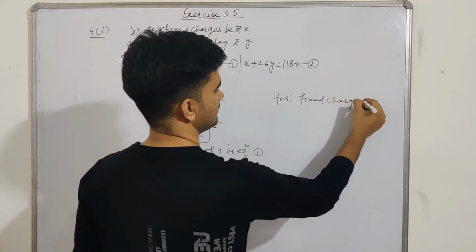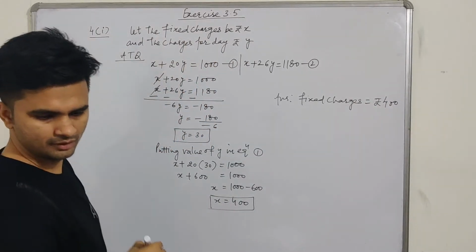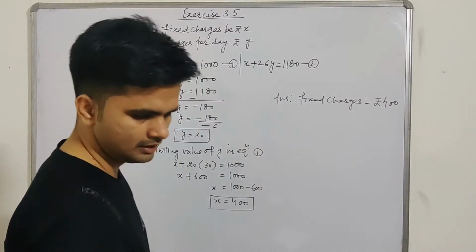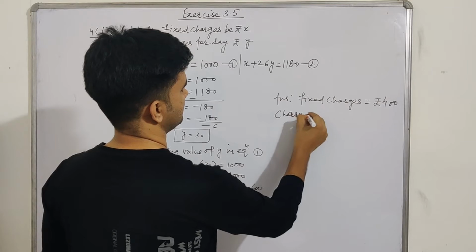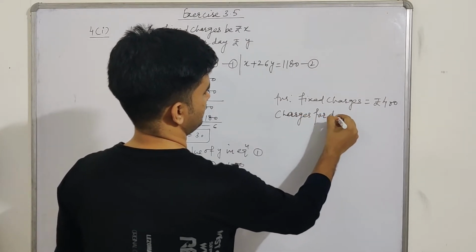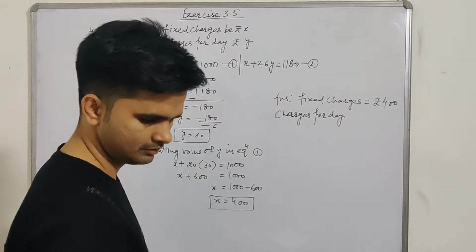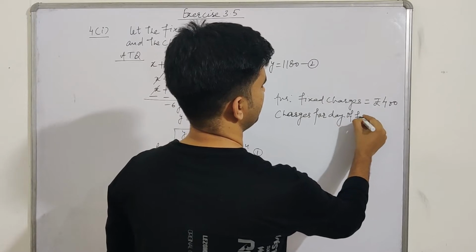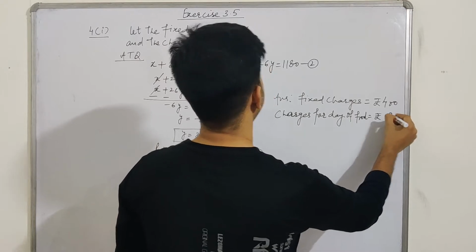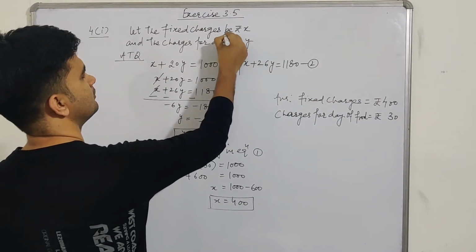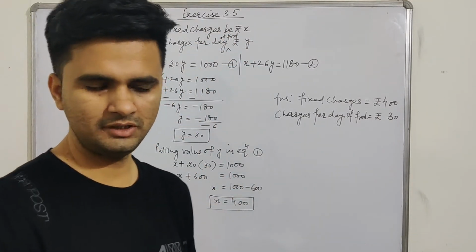Fixed charges is equal to X, it means rupees 400, right? And charges per day of food is equal to rupees 30. We will mention here of food, right? I am giving you 1 minute to see the complete solution.